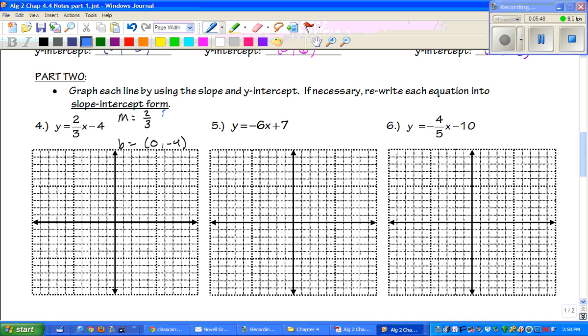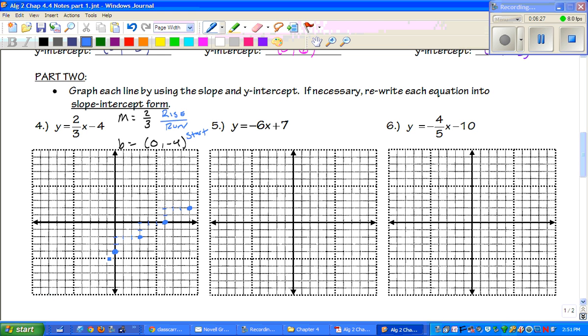Our slope is telling us the rise over the run, and the (0, -4) is where we start. So we're going to start at (0, -4), which is down there. I'm going to follow what the slope tells me to do, which means I go up 2 and to the right 3. And that's my next point. Then all you do is follow the pattern: up 2, over 3.